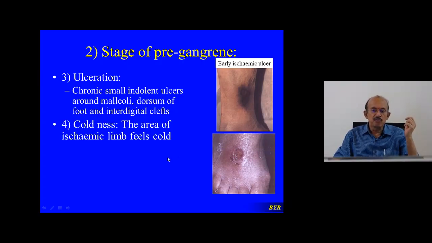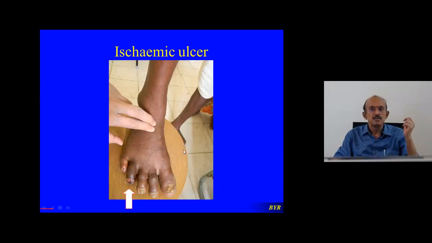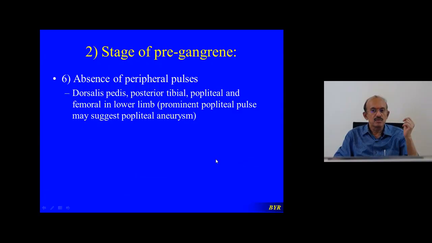The area of the ischemic limb feels cold. There will be paresthesia and numbness, but motor paresis is not present. Acute ischemia causes paresis, chronic ischemia doesn't cause paresis. So this fellow is getting interdistal cleft ulcers here. On examination, there will be absence of peripheral pulses.